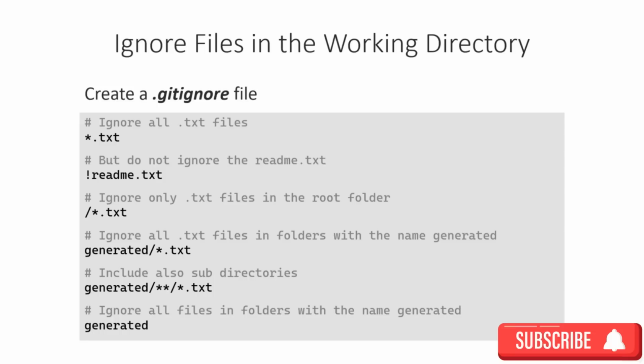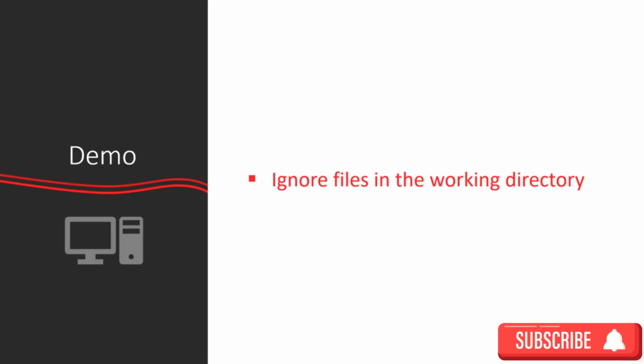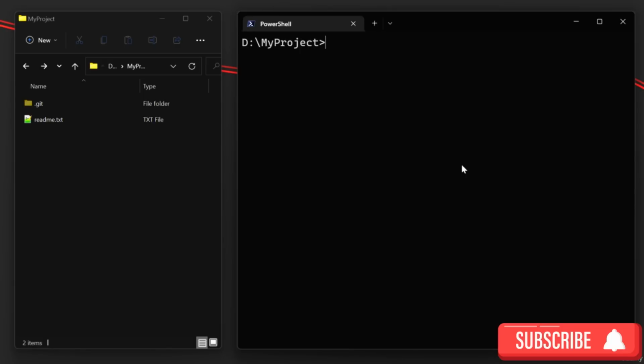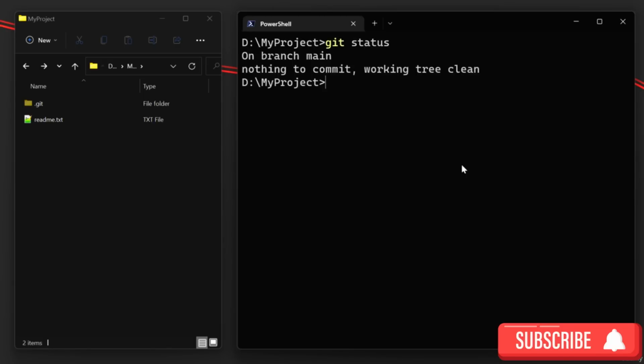There is much more about this git ignore file, and you can read it in the Git documentation. Now, in this demonstration, I just want to show you how you can ignore files in the working directory and what it actually means. Let's switch to my command line. So here in our project, let's type git status, and you see we don't have any changes.